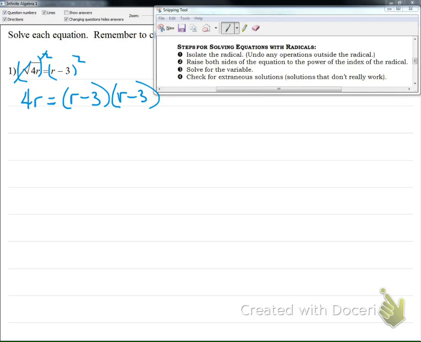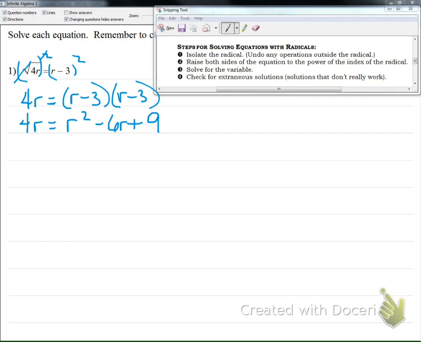Okay, the 4r is going to stay, but we need to multiply our two binomials together. You decide which method you want to use. I went ahead and used FOIL, but you can use any of the other methods. So my first, r times r, is r squared. Then I multiplied my inner and my outer. The inner gives me negative 3r, and the outer is also negative 3r. So when I combine them, I get negative 6r. And then I multiply the last. Negative 3 times negative 3 is a positive 9.